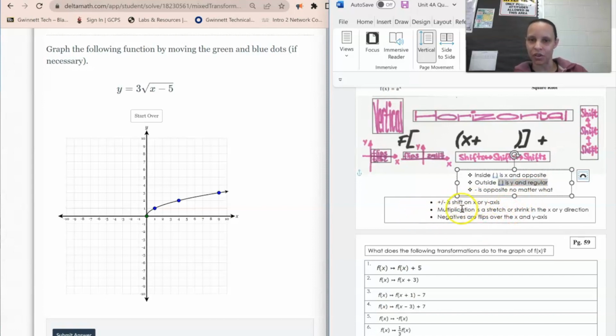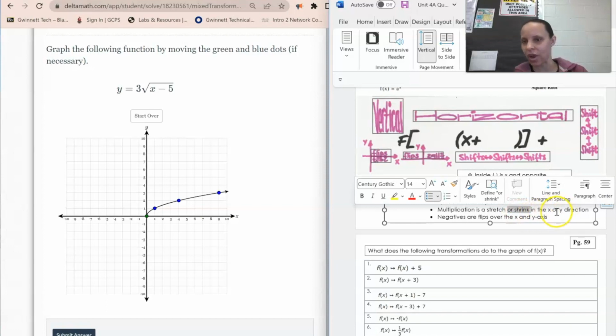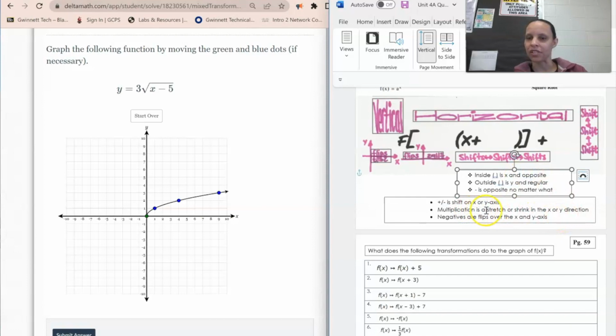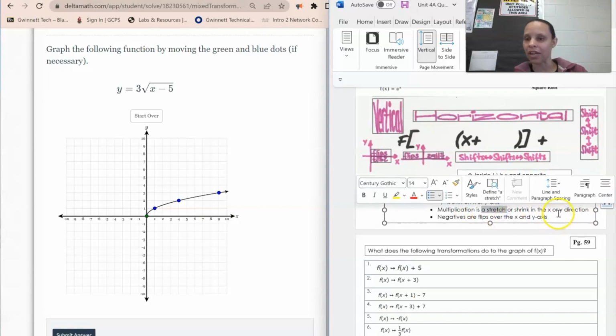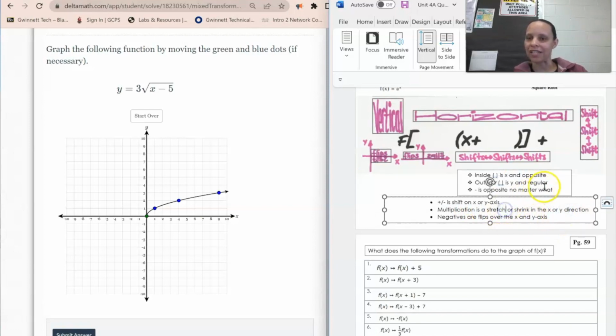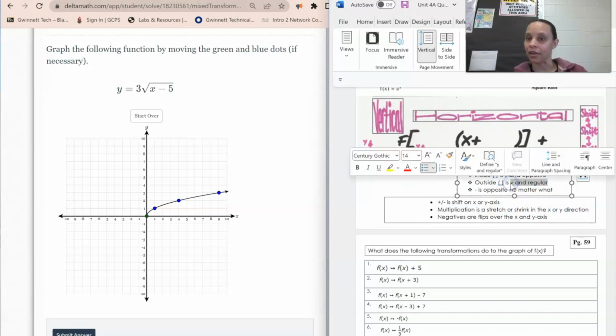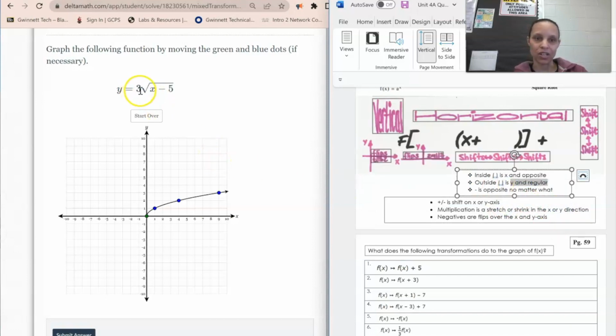Now you ask yourself the second question: is whatever is outside, are you adding or subtracting it? No. Am I multiplying it? Yes. If I'm multiplying it, it is either a stretch if it's a whole number or a shrink if it's a fraction, in the x or the y direction. Because I already know it's outside, it's y. So this is a stretch because it's a whole number in the y direction, and it is exactly what I think because it's y and regular. So it's going to stretch in the y direction by 3.